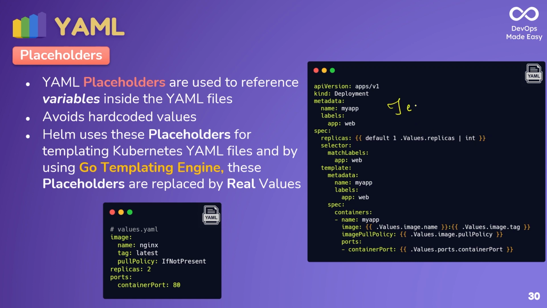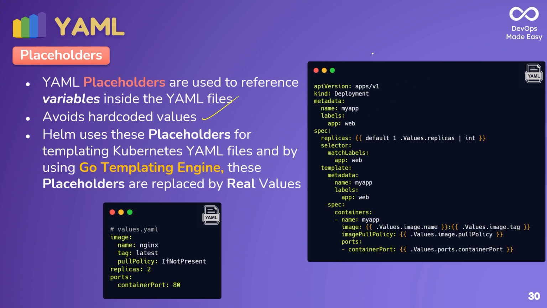So all these are placeholders. These are known as templating. This templating of YAML files is done in Helm. Helm uses this templating. Now, YAML placeholders are used for referencing variables, and avoid hard-coded values. This is the only advantage that we get. And Helm uses these placeholders for templating YAML files.